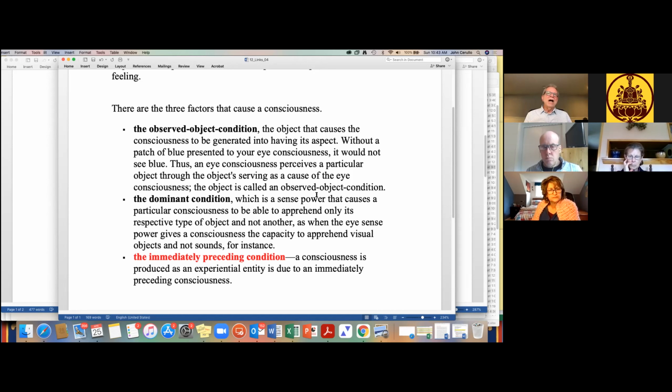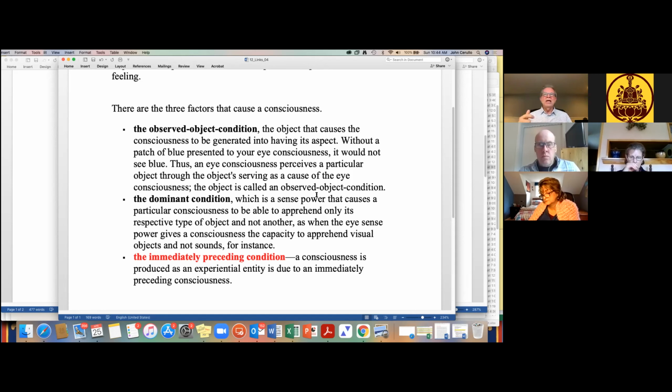And then the dominant condition, which is a sense power that causes a particular consciousness to be able to apprehend only its respective type of object and not others, as when eye sense power gives a consciousness the capacity to apprehend a visual object, versus a sound object or some other object that might present itself to your six senses. So it's called dominant. Sticking with the idea of the color blue being presented to our eye consciousness, our eye sense, then we would call that the dominant condition.